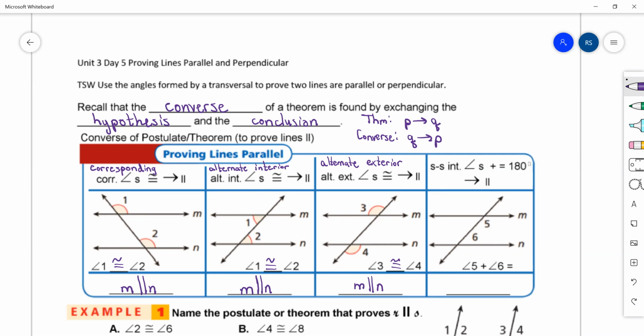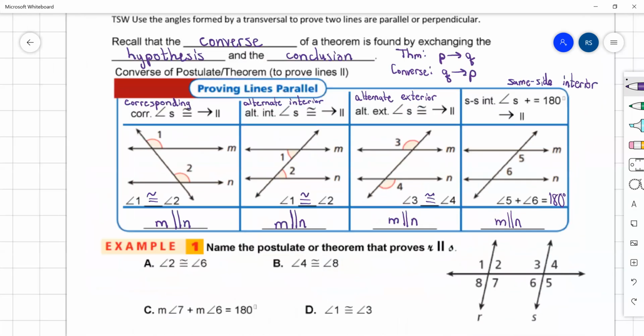And last but not least, we have same side interior. And remember, if same side interior angles add to equal 180, then that tells us the lines are parallel. So if angle 5 plus angle 6 equal 180, then M is parallel to N. So that's the converse of the theorems we learned yesterday.